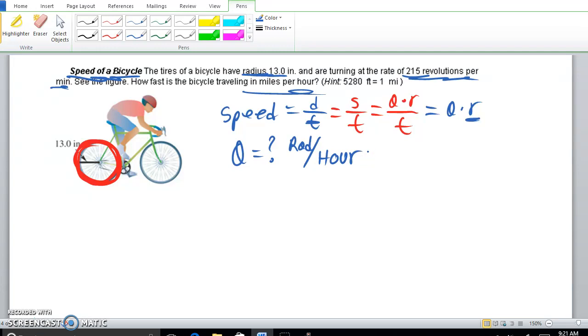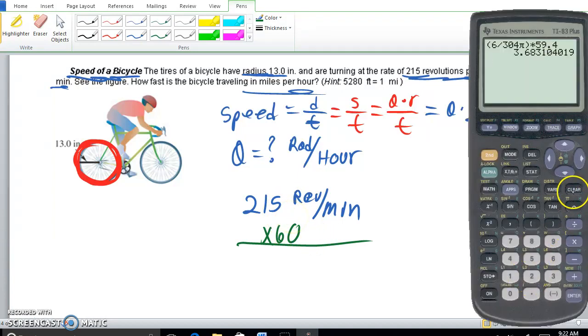So in the previous problem, we were kind of scaling down. We went from, I think it was minutes to seconds and so on. This problem, we're actually going to be scaling up, it looks like, because it gives us 215 revolutions per minute, but they're asking for our units to be in hours. So this time we're actually going to increase by 60-fold. So we're going to multiply by 60. So let's see.